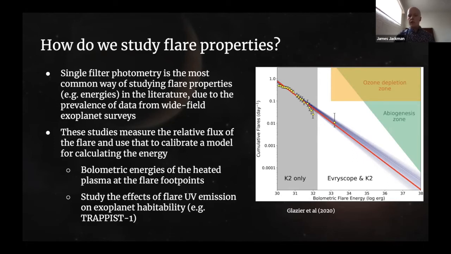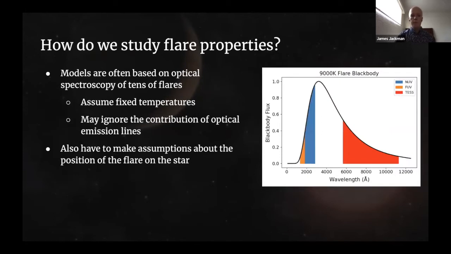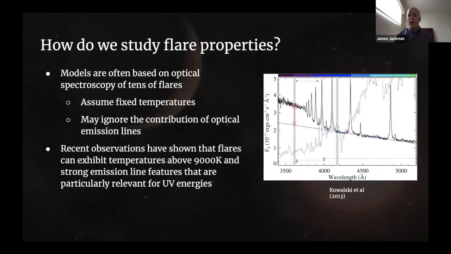Now, the models that these studies use can be relatively simplistic. They often assume fixed temperatures and often will ignore the contribution from optical emission lines. The fixed temperature they use is one David Boyd mentioned earlier, a temperature of about 9,000 Kelvin. And this is based off of optical spectroscopy of flares from active M stars. And this black body is used to describe the continuum emission from the plasma at the heated photosphere. But as I said, this model ignores the contribution from optical emission lines and temperatures higher than 9,000 Kelvin, such as we've seen today.